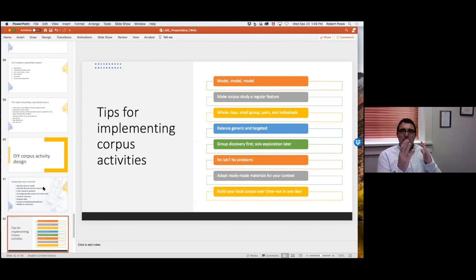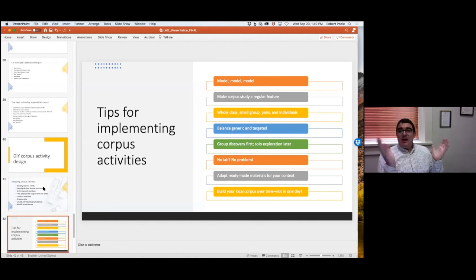And again, try to push away from this notion that corpus study must be individual. Do whole class activities, small groups, pairs. As I've said, I don't love doing these activities in a lab. I prefer to do it in a classroom. Students open their laptops, can pull their desks next to each other, do the searches together, and have a conversation, even just figuring out how to do the search. What's the search syntax to get the data, discussing it, et cetera.